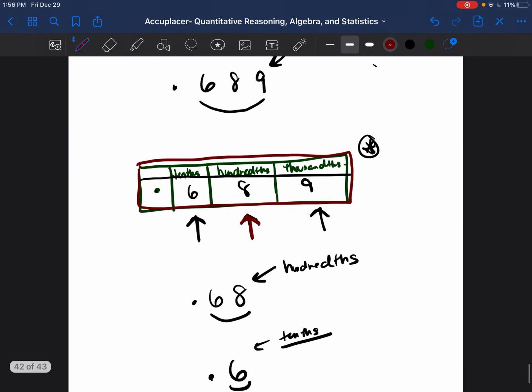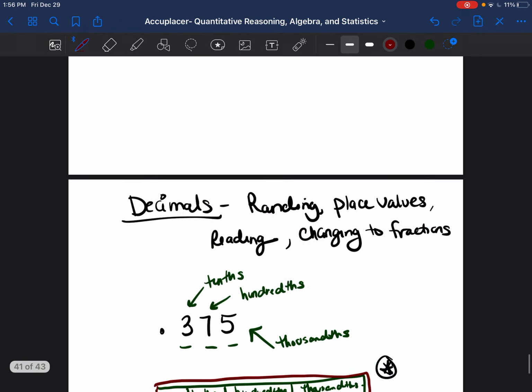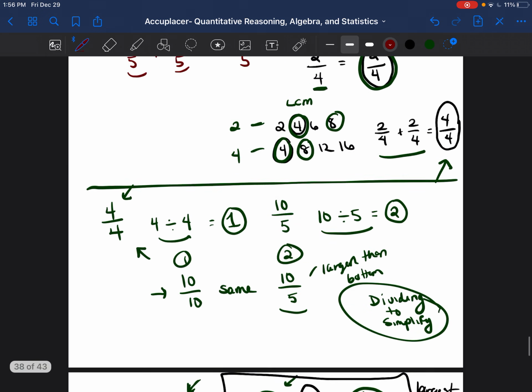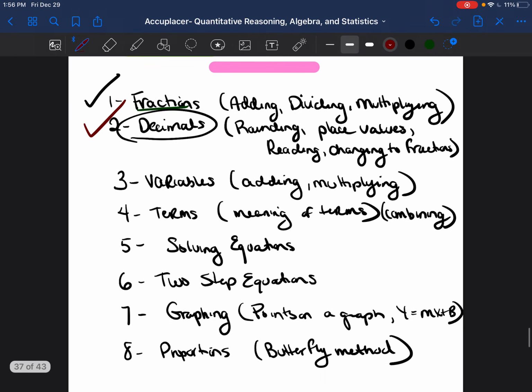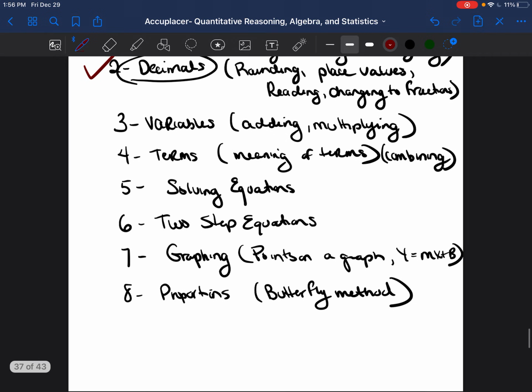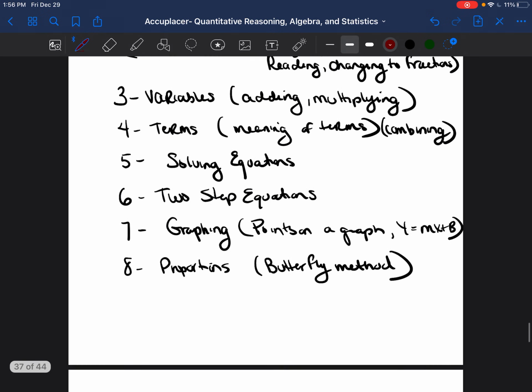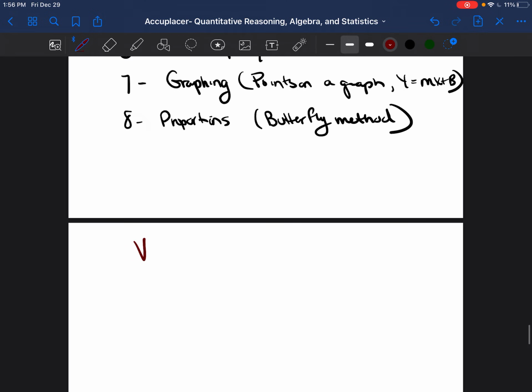Okay, guys, I know you guys are hanging in there, and I know we discussed a lot of things, but I feel like you guys are also learning a lot too, so let's go ahead and cross off decimals. Now let's talk about variables. So I'm just going to add a page under here so I don't have to keep scrolling so much. So now we're going to talk about variables, adding and multiplying variables.